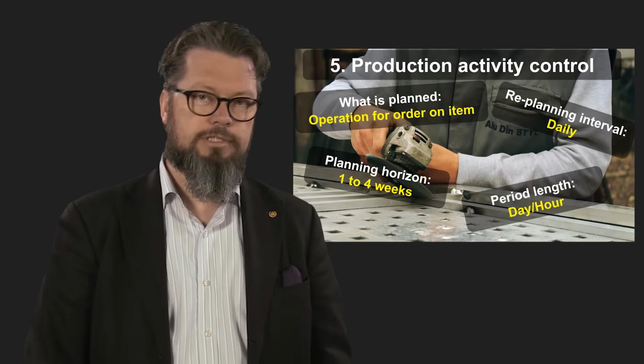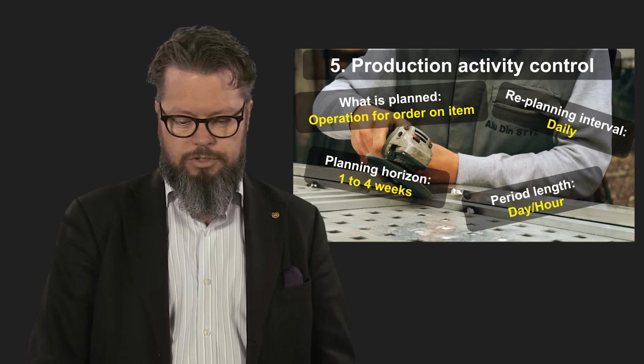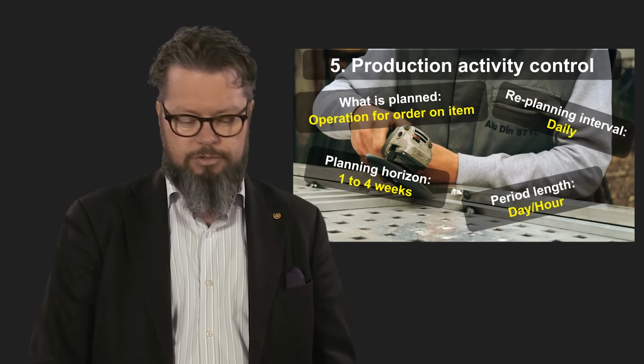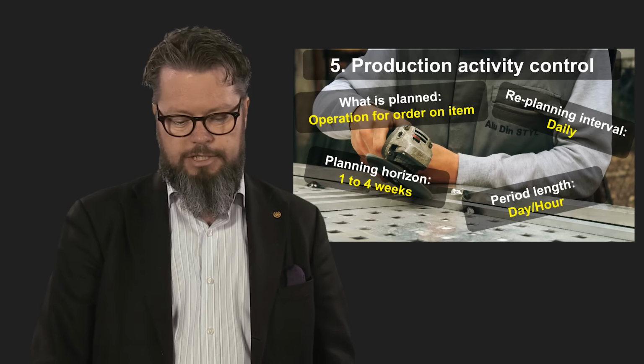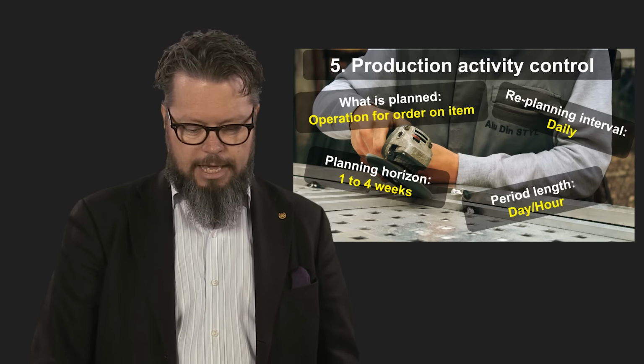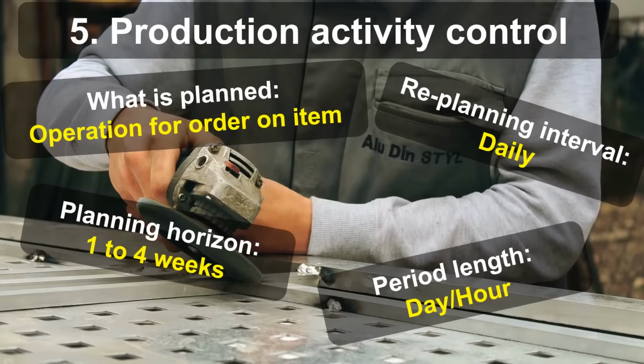Now, the lowest level of control is the production activity control. Here we are planning single operations for single orders on single items. And the planning horizon is 1 to 4 weeks ahead. So we are not looking that much ahead, 1 month at the most. And we are revisiting this plan every day, because here we are down to individual operators, even individual machines or individual tasks that need to be done, need to be performed.